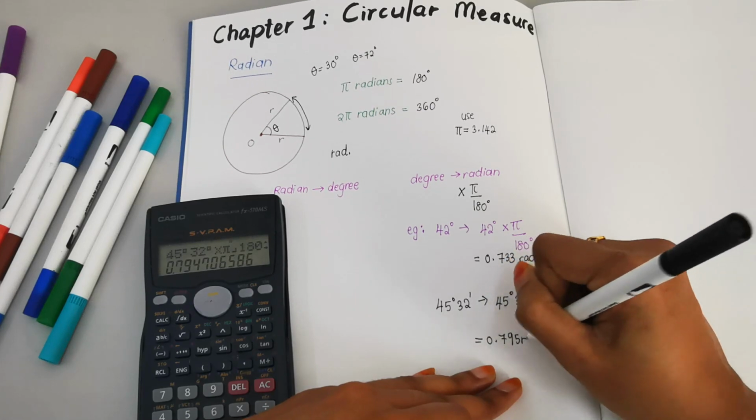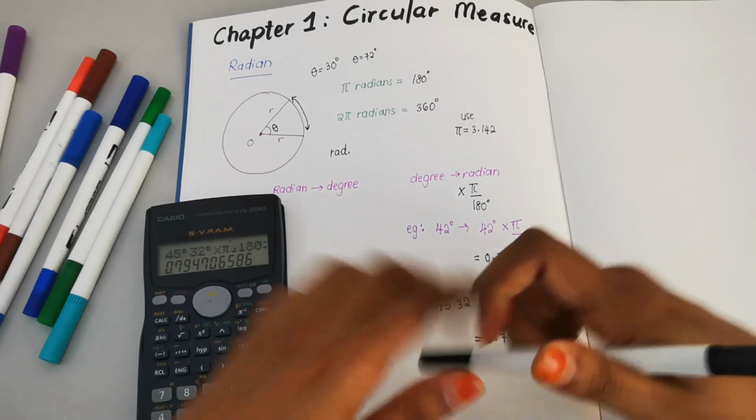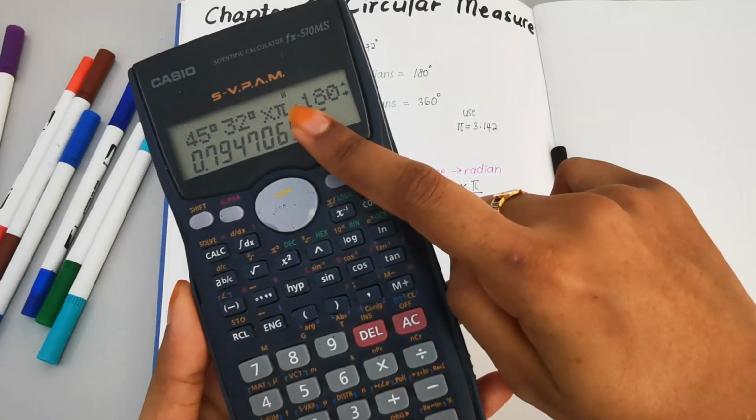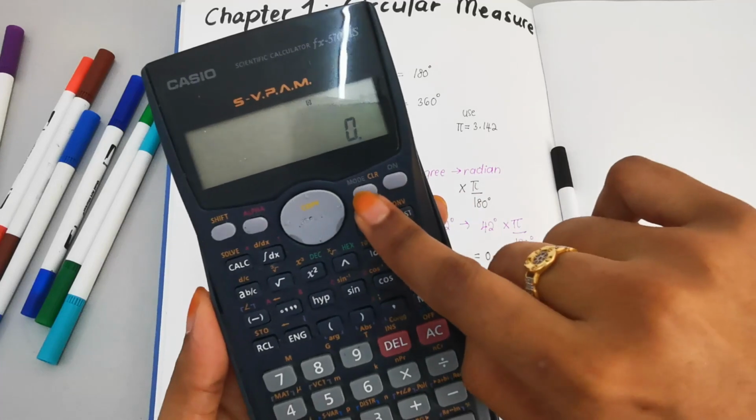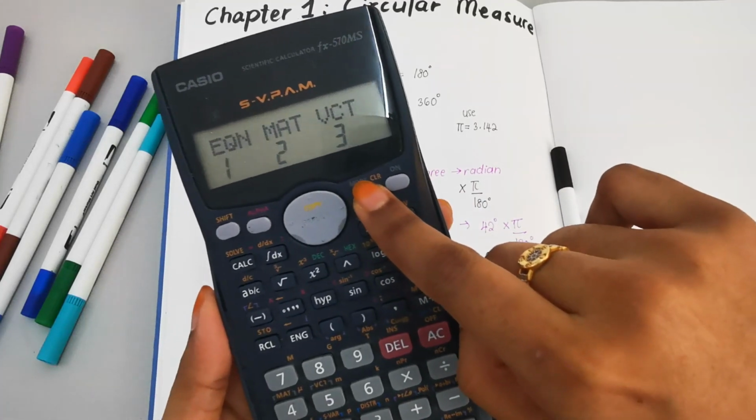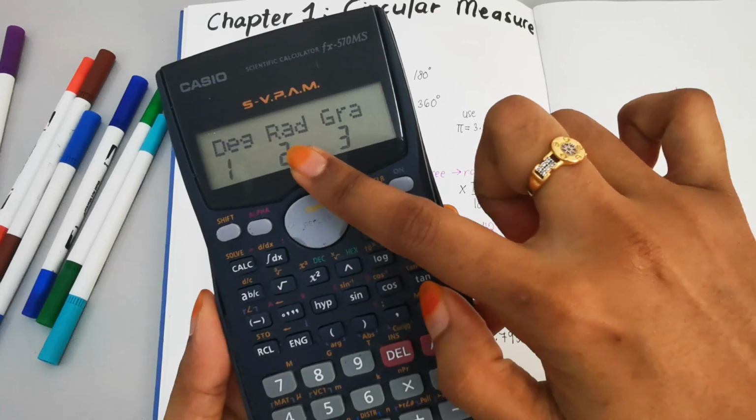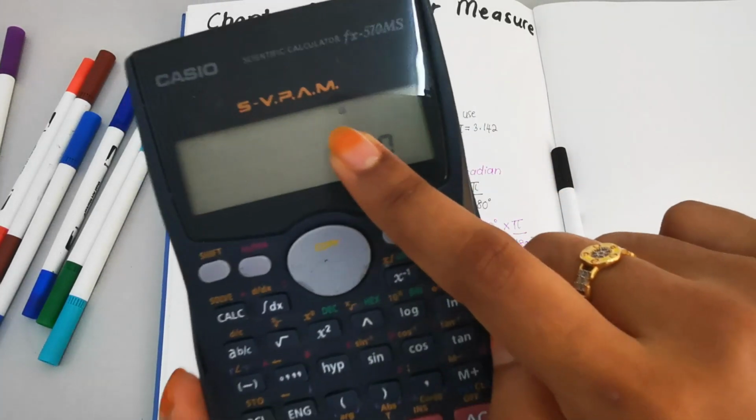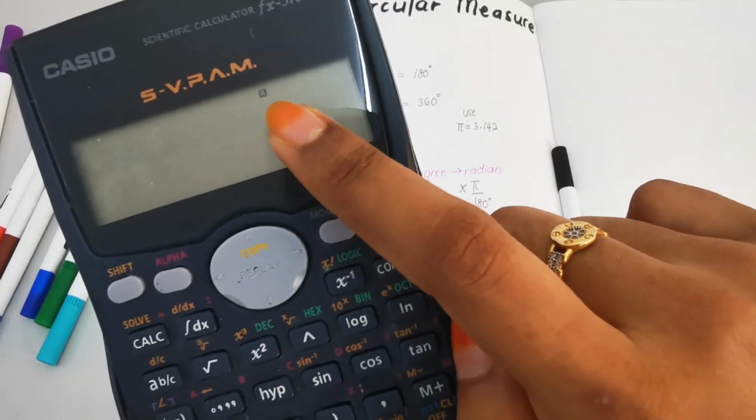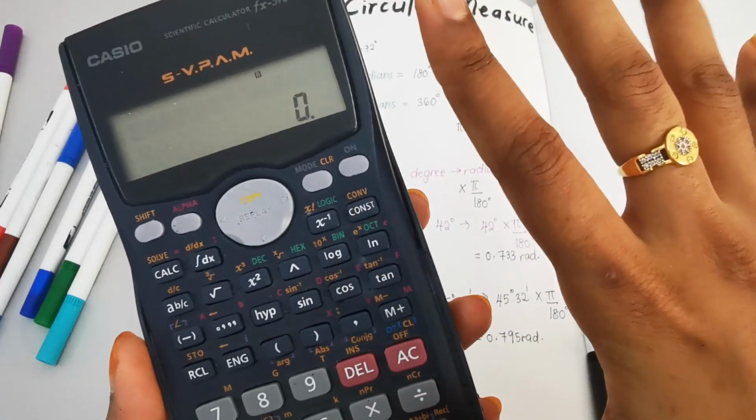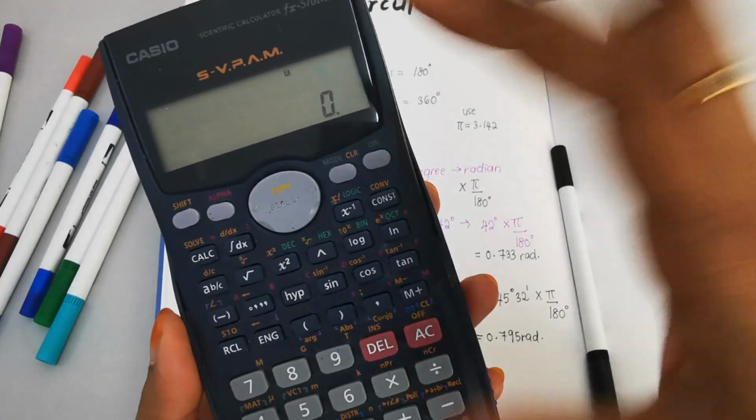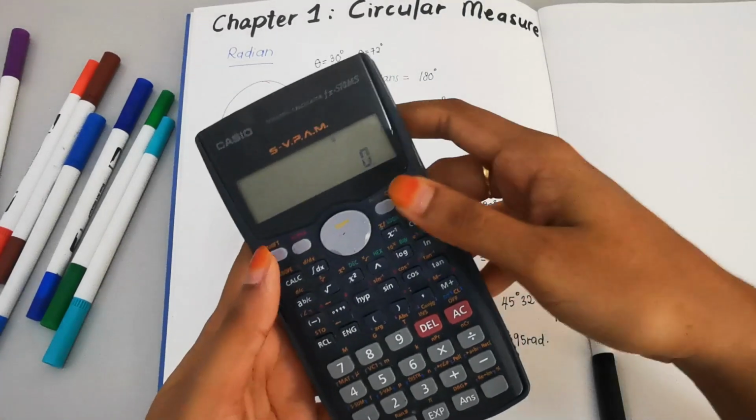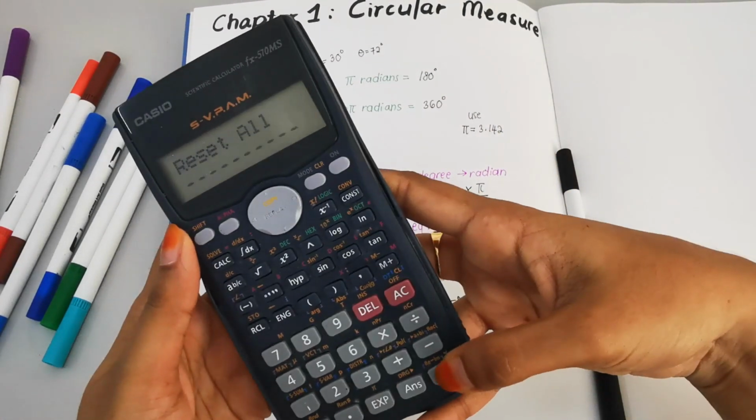There's also a way for you to use your calculator in radian mode so that you can straight away get your answer. You click mode 1, 2, 3, 4 times, then you can see here RAD. RAD is radian. Click 2. As you can see here, there's a small r, which means whatever answer you get from the calculator will straight away be in radian form. Now I'm just going to reset the calculator.